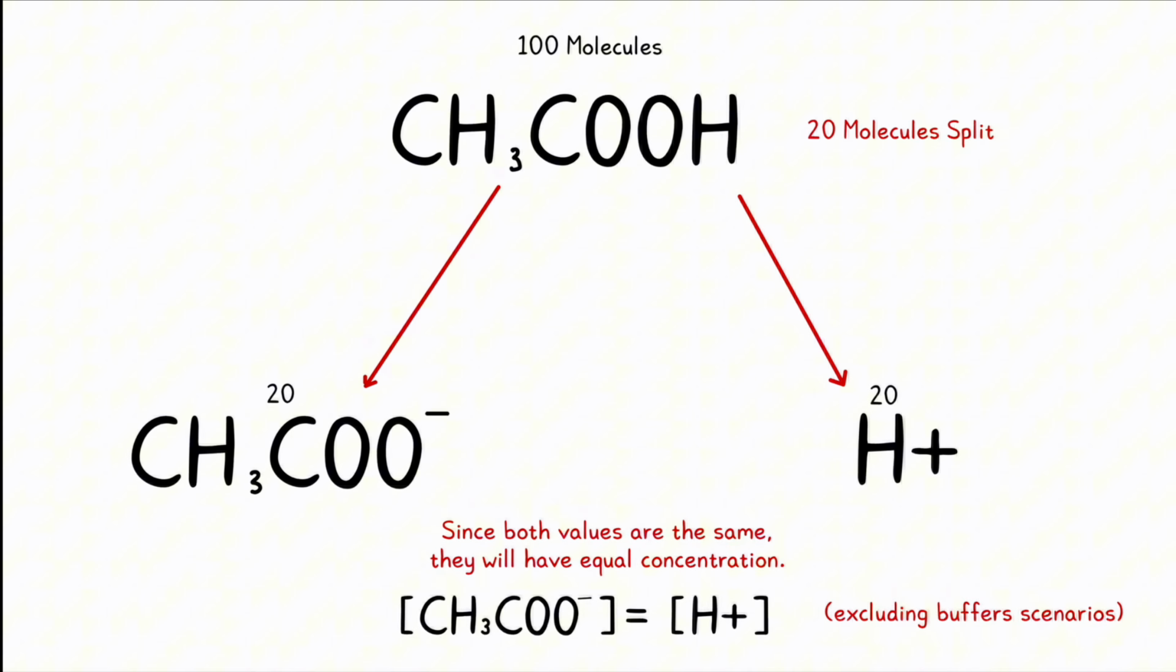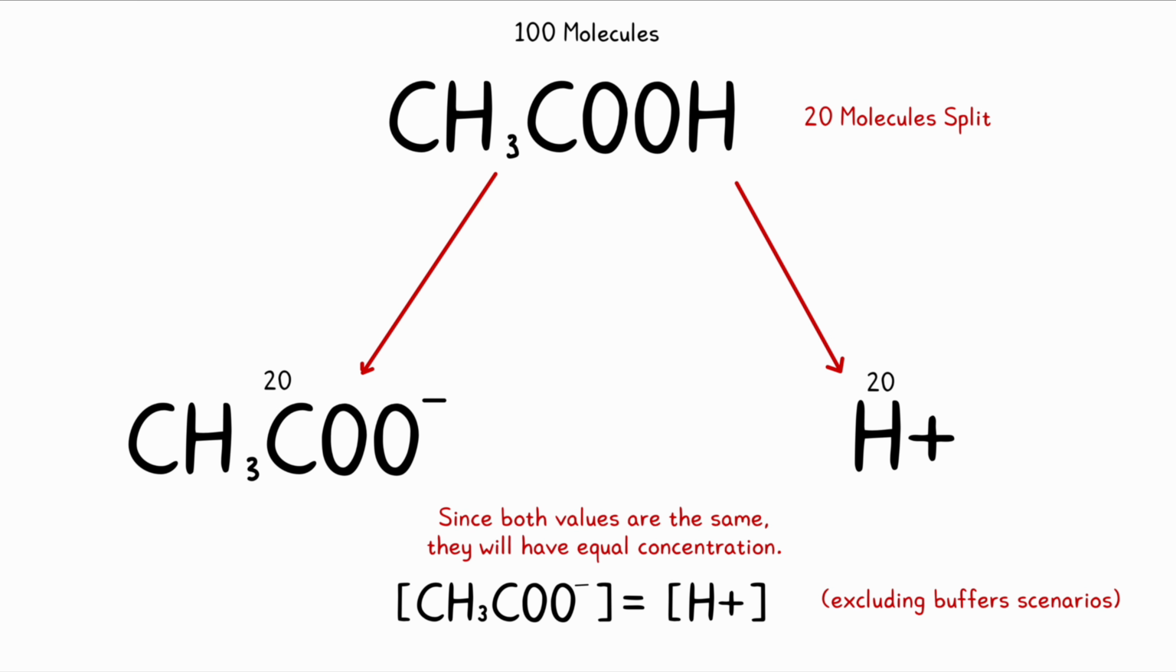Another really important concept to start to understand is this one right here. If I had 100 molecules of ethanoic acid and only 20 of them split, which makes sense since it's a weak acid and they partially dissociate, I'd have 80 molecules left over. But out of the 20 that did split, that would lead me to get 20 ethanoate ions and 20 hydrogen ions. Notice how both values are the same and have a 1-to-1 ratio. They will have equal concentrations. Now this rule applies to most questions except for scenarios where buffers are involved. If buffers are involved, then you cannot apply this concept at all.